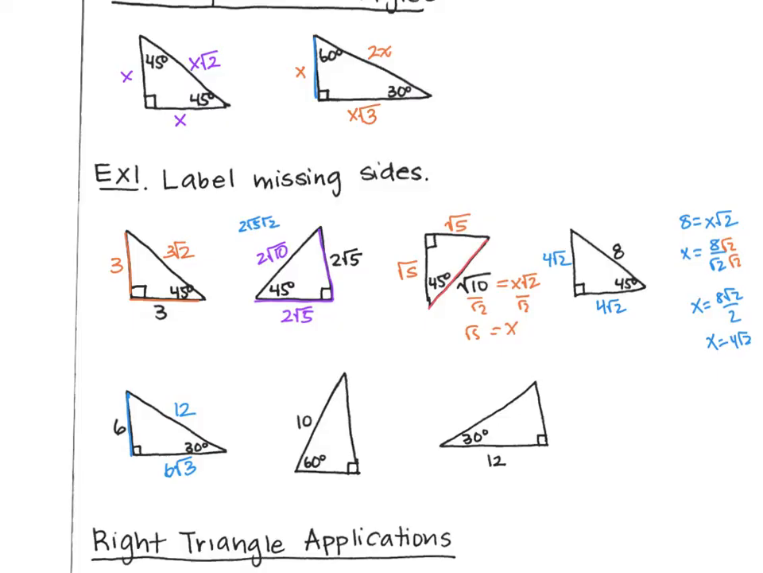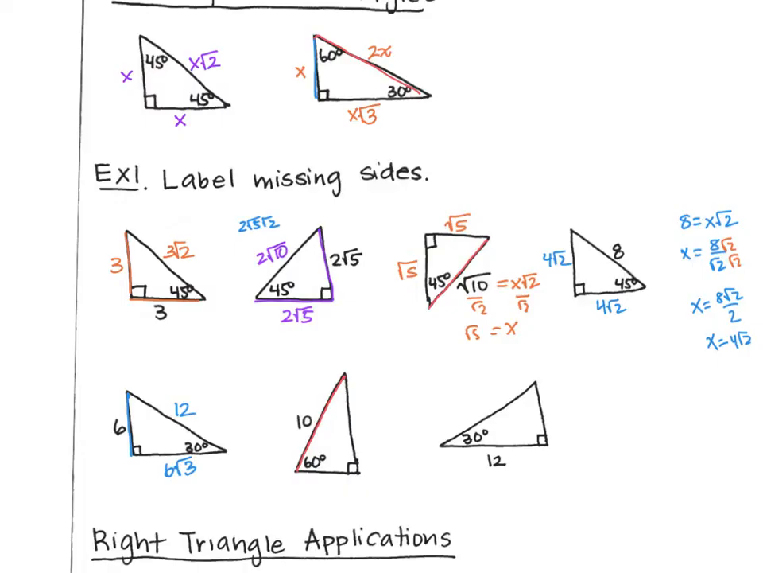Okay, let's go ahead to the next one. It's still 30, 60, 90, just missing the 30 is just not labeled. In this case, they're giving me the hypotenuse. You can do this in your head, I don't mind. The hypotenuse, remember, is 2x.